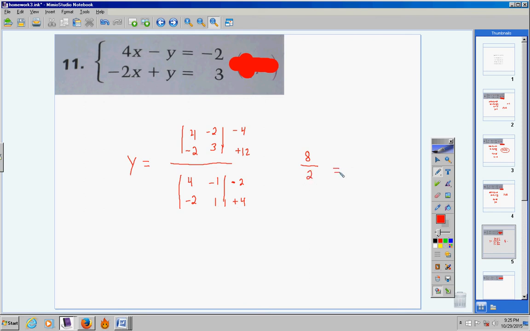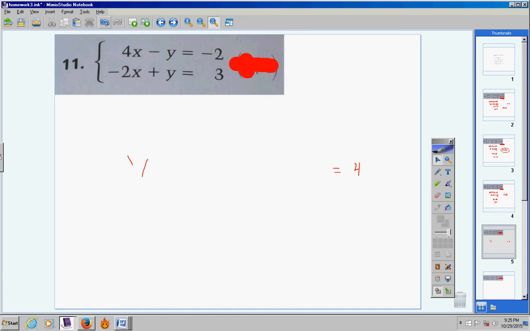8 divided by 2 is 4. So my y value is 4. Now, I can take that and substitute 4 in for y. Negative 2x plus 4 equals 3. Bring your positive 4 over and it becomes a negative 4. So negative 2x equals negative 1.